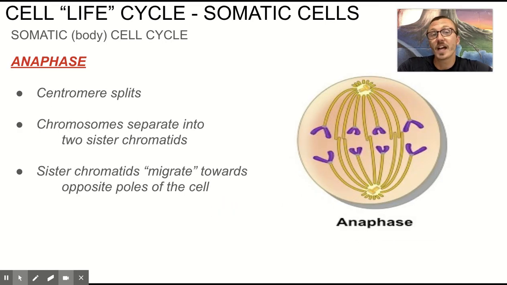Now, after they're lined up in the middle, they need to get pulled apart, right? And they need to be separated. And this is anaphase. So I think anaphase is the away phase. And what happens here is the centromere splits. That little protein that was holding those two sister chromatids together to form that single large chromosome is broken. And so now we have two of those sister chromatids moving in opposite directions.